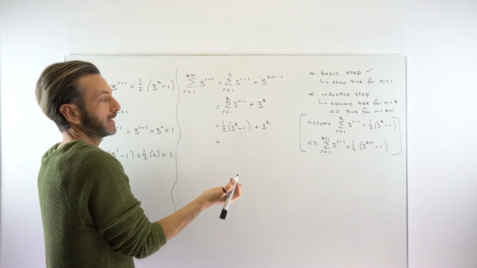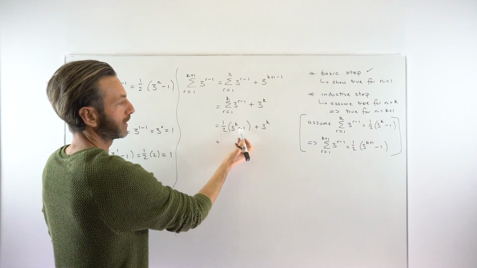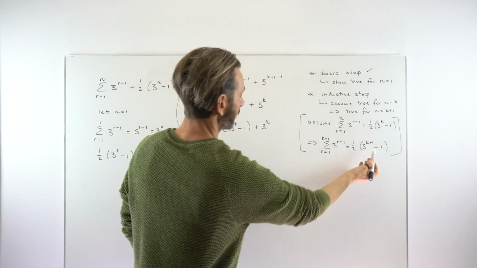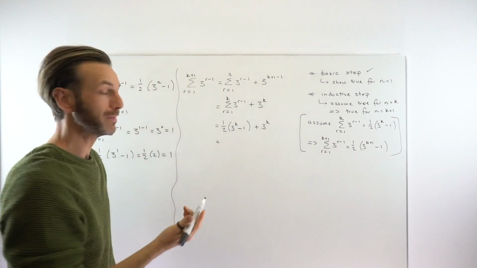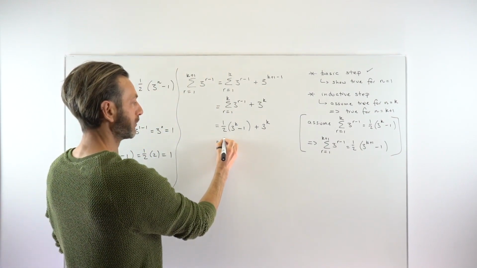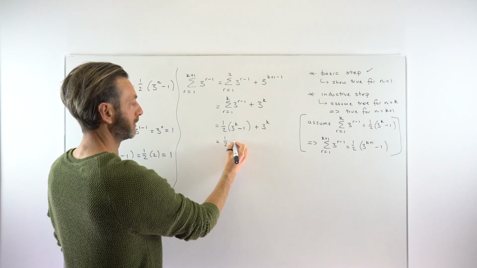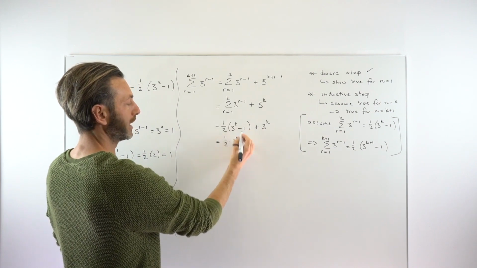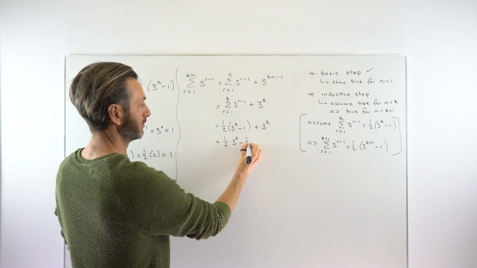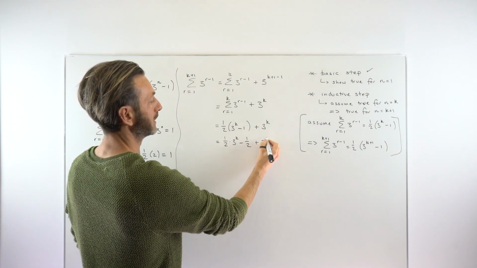It's not obvious you need to take it out of the bracket, but if you notice, this bracket is not the same as that bracket, so it's not worth keeping it in the bracket. If we do take it out of the bracket, it's going to be 1/2 times 3 to the k, and then 1/2 times minus 1, which is just minus 1/2, and the 3 to the k is just on the end.